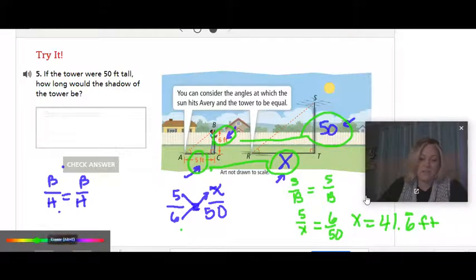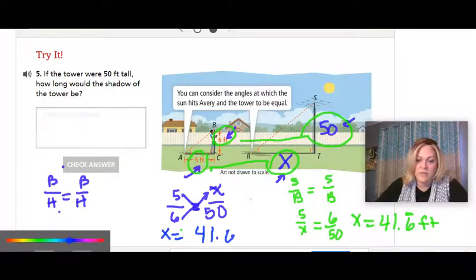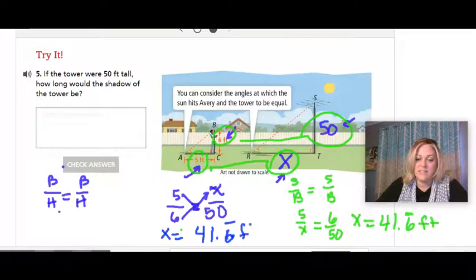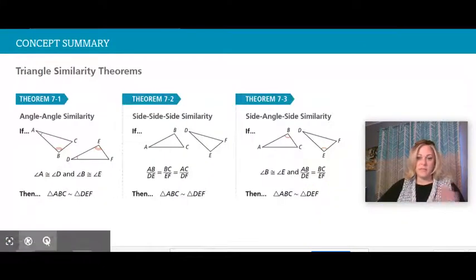And over here, same thing. I got x equals 41.6. Sorry, that camera's going crazy. 41.6 feet. They're the exact same. So consistency is key with ratios and proportions. So make sure you know what you're comparing, base to height or small to big triangles. Just be consistent. Okay, big picture, here it is.